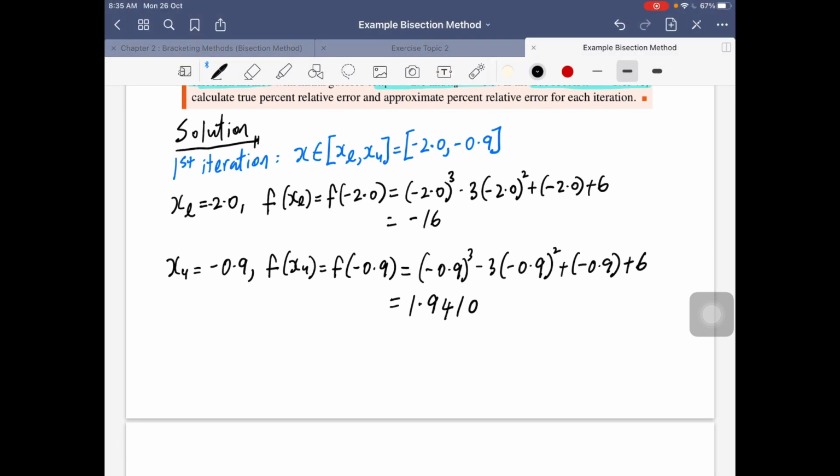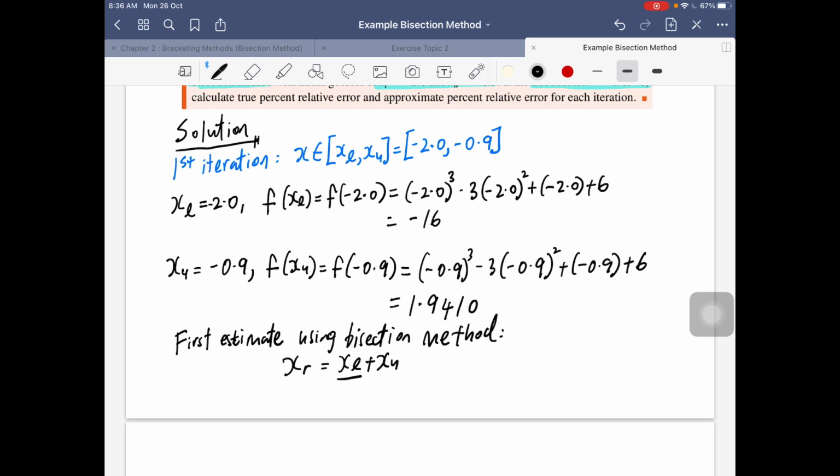Now we estimate our first root using the bisection method. We have xR equal to xL plus xU divided by 2. So we have negative 2.0 minus 0.9 divided by 2. So our first root estimation is xR equal to negative 1.45.